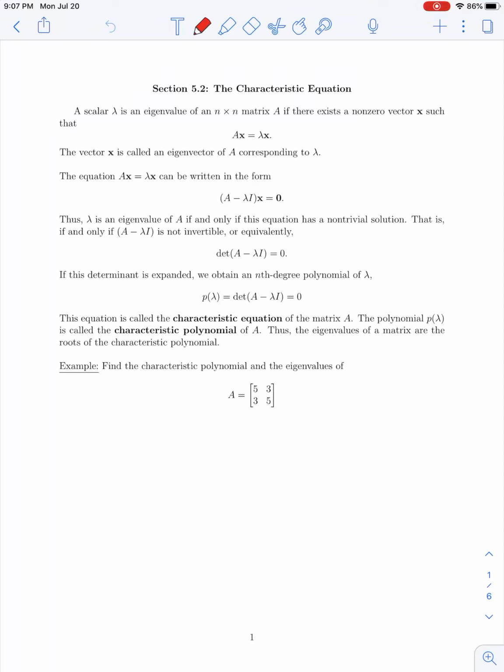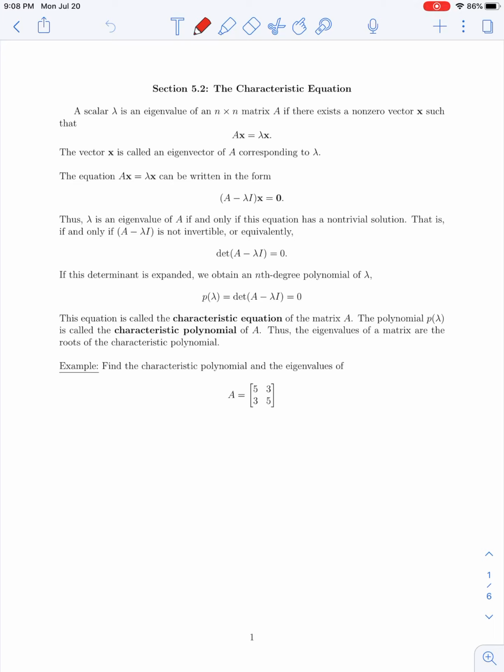Okay, in this lecture we're going to cover our section 5.2 material on the characteristic equation, which will give us a way to determine the eigenvalues of a square matrix. In our last section we introduced the concept of an eigenvalue or eigenvector of a matrix, and we saw that if we're given a specific scalar or a vector, it's easy to determine whether or not it is an eigenvalue or an eigenvector of a square matrix. But the question is, how do we find those eigenvalues or eigenvectors from the matrix? That's what we're going to be considering in this section.